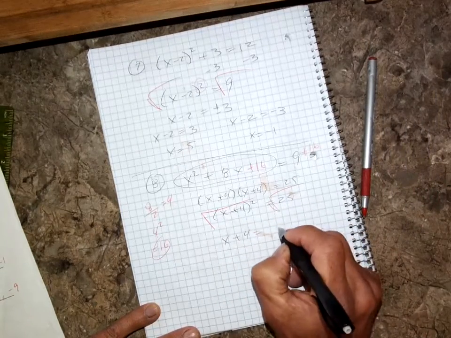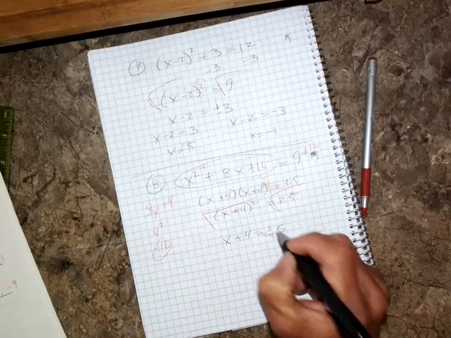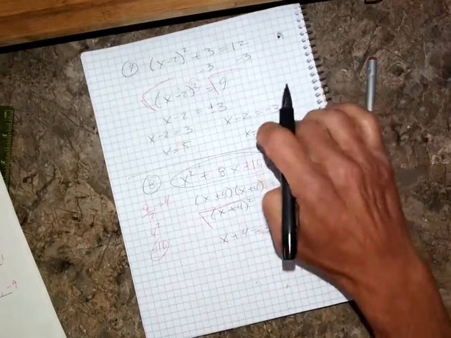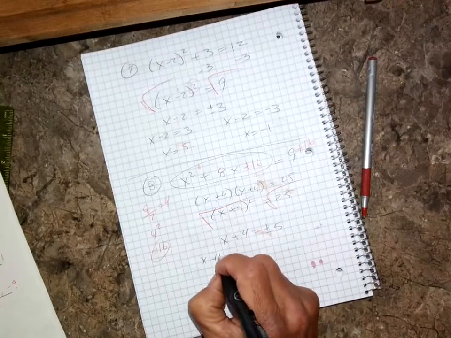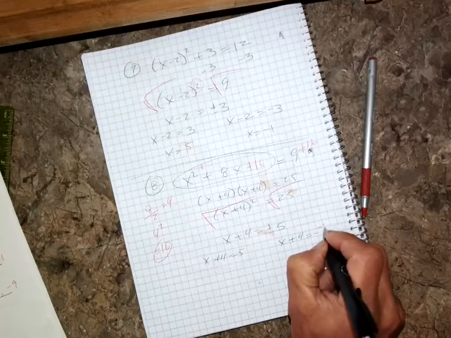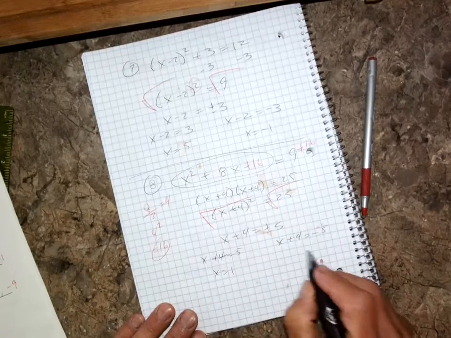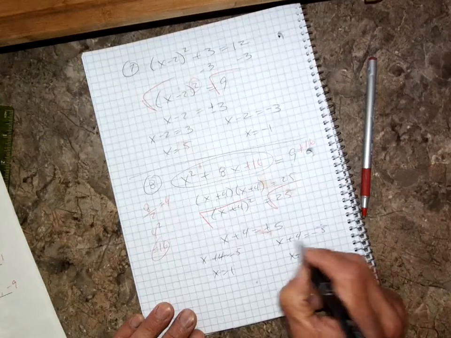And get x plus 4 equals square root of 25, which is 5. Two answers because of the x squared, so plus or minus. Now it's going to work just like what we did up here. x plus 4 equals 5. x plus 4 equals negative 5. Minus 4, one answer is 1. Minus 4, the other answer is negative 9.